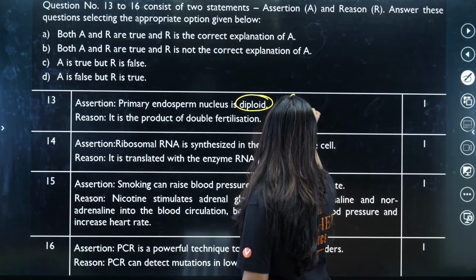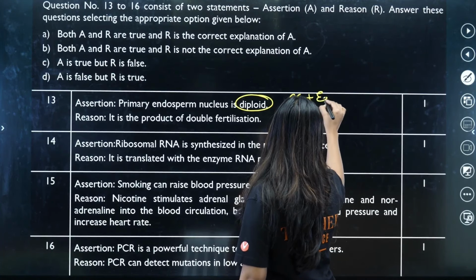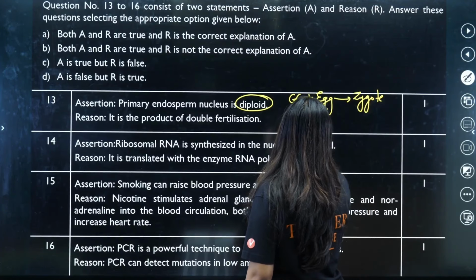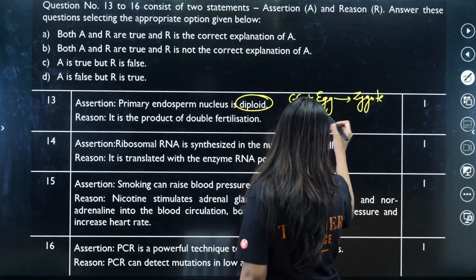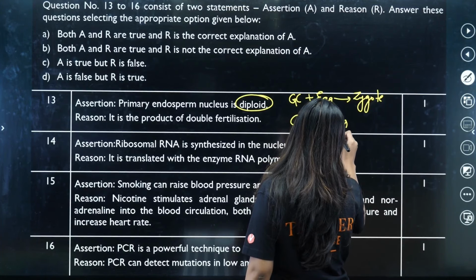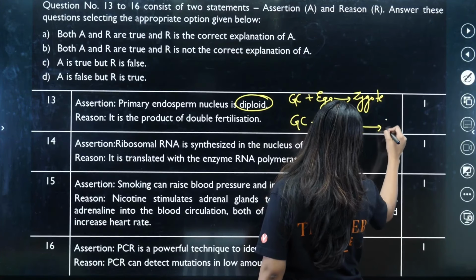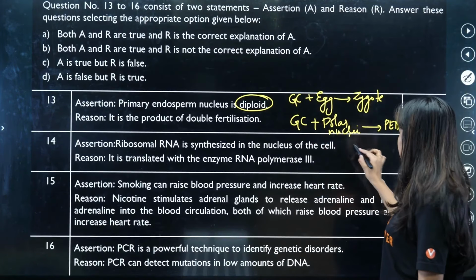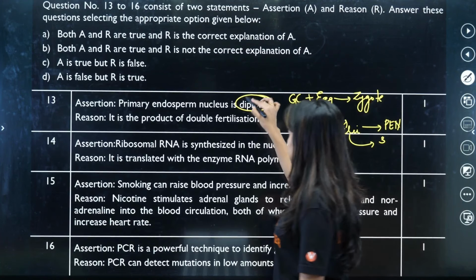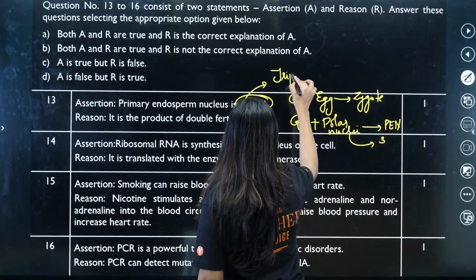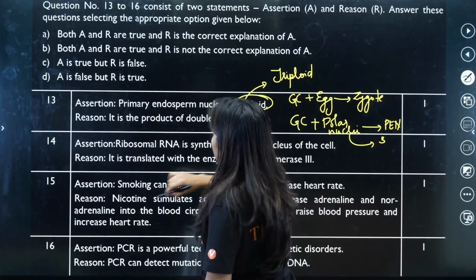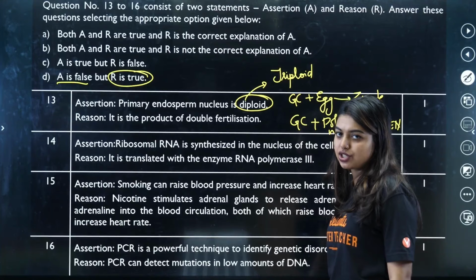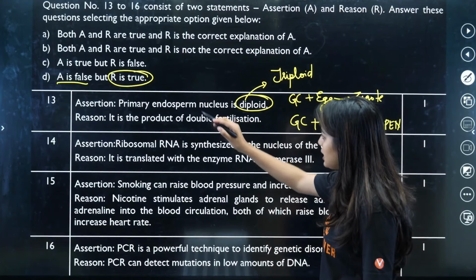All of you know GC, that is your male gamete fuses with the egg to form zygote. Okay. Again, the one male gamete, GC, will fuse with the polar nuclei to form your PEN or your endosperm. Now, all of us know that this 1 plus 2, this is a triploid. Three nuclei, right? So, this is a triploid, not a diploid. So, what will be the answer here, students? A is false, but R is true. Yes? It is a product of double fertilization. We know this is the double fertilization. So, the answer is D.